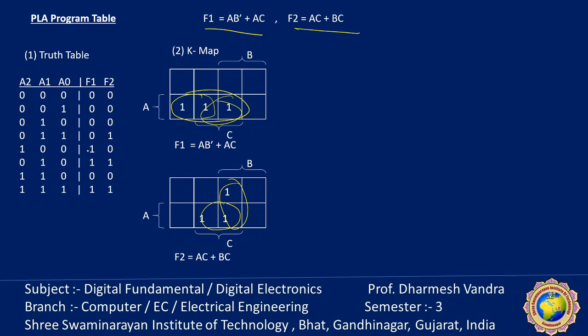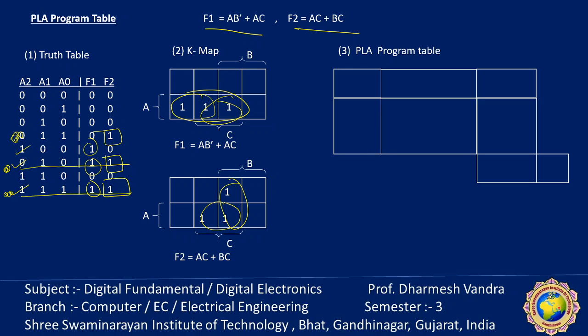Okay, so minterms 1, 2 and 3 are for function F1, while F2 has 1, 2 and 3 here. This one is common in both cases, and this one is also common in both cases. So the PLA table looks like this, listing the product terms. How many product terms are there? First is AB dash, second one is AC, and third one is BC. Three product terms are there.